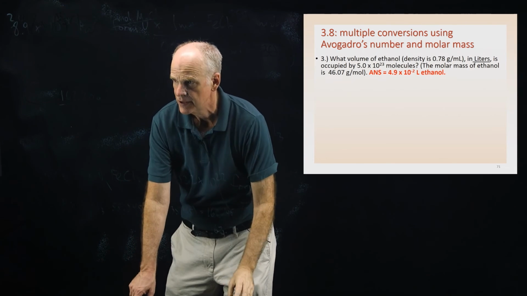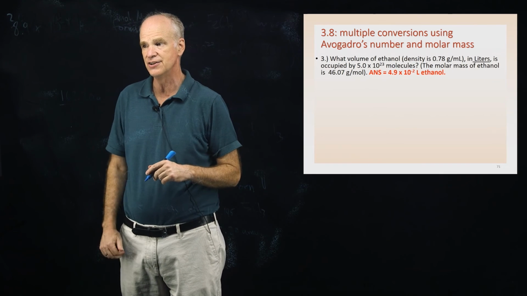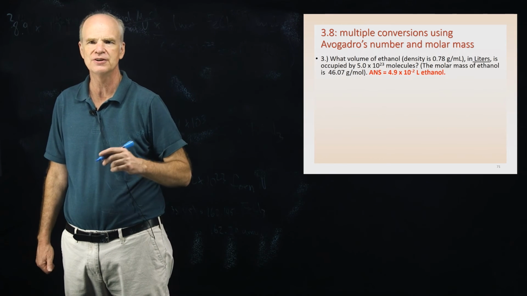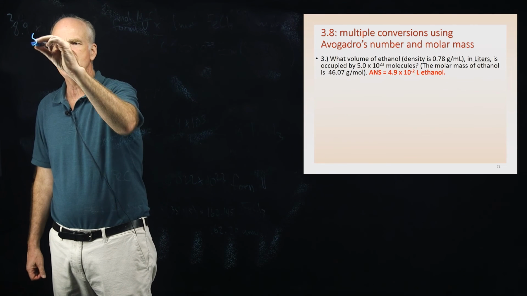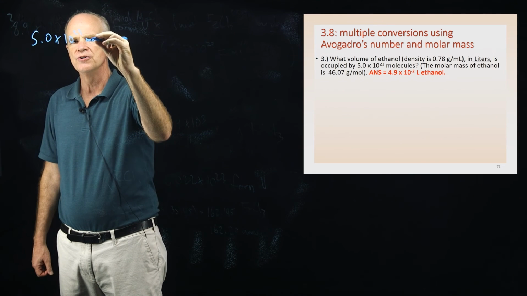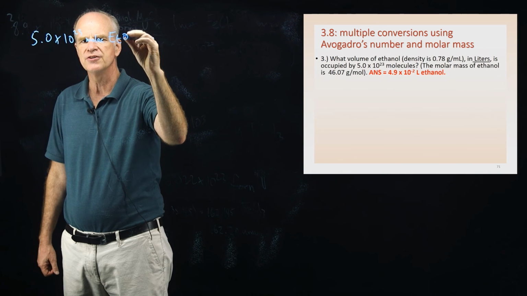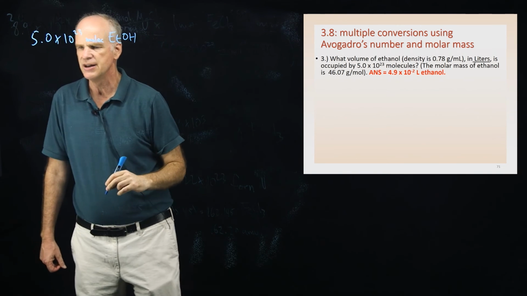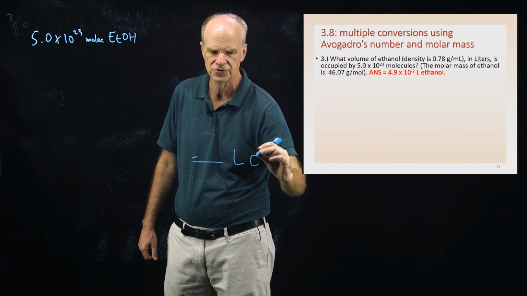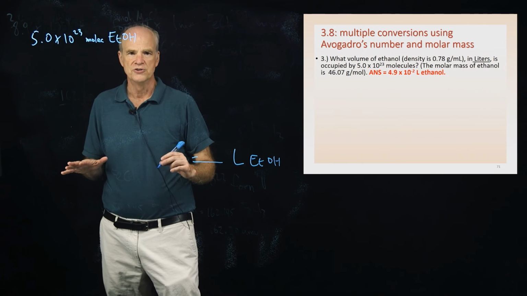Okay. So what volume of ethanol in liters is occupied by 5.0 times 10 to the 23 molecules of ethanol? So we have 5.0 times 10 to the 23 molecules of ethanol. I'm going to abbreviate this EtOH for ethanol. And so eventually we want to get this into liters of ethanol. So that may be a little tricky. Let me think about how I might approach this problem.